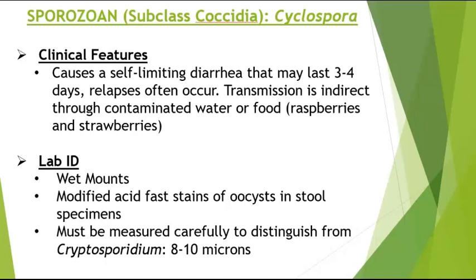Lab IDs include wet mounts. Also, you can use that modified acid-fast stain that we've talked about to see the oocyst in stool samples. It must be measured carefully to distinguish from your Cryptosporidium. Your Cryptosporidium is only going to measure about 4 to 5 microns in range. Your Cyclospora is going to be in the range of 8 to 10 microns. So your Cyclospora is going to be larger.